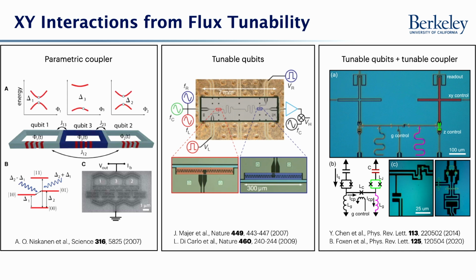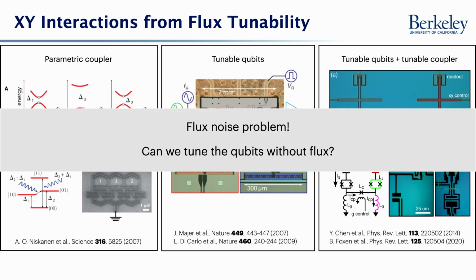Typically in superconducting devices, to engineer these XY-like interactions or this Heisenberg model, one has to introduce flux-tunable elements. This has been done very successfully using, say, parametric couplers, or tunable qubits, or even systems with both parametric couplers and tunable qubits, so a fully flux-tunable device. But there is a drawback: we're introducing a lot of 1/f flux noise to our device. If we can tune our devices with flux, so can the environment. So one question naturally arises: can we tune these qubits without flux?